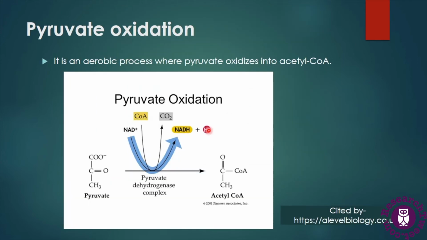Now these pyruvate or pyruvic acid molecules are oxidized into acetyl coenzyme A so that it can take part in the citric acid cycle. This process completes in the presence of coenzyme A, and this conversion is catalyzed by the multi-enzyme pyruvate dehydrogenase complex. So here in this diagram we can see the graphical presentation of the reaction of pyruvate oxidation, where the molecule of pyruvate is converted into acetyl coenzyme A in the presence of the pyruvate dehydrogenase complex.